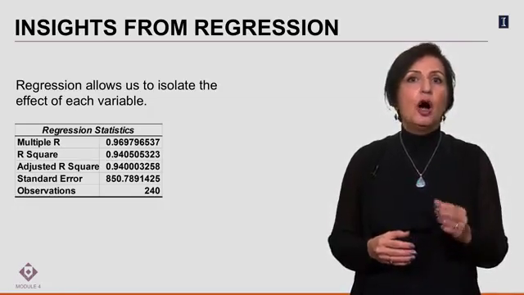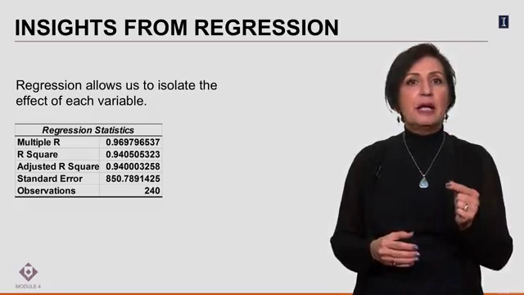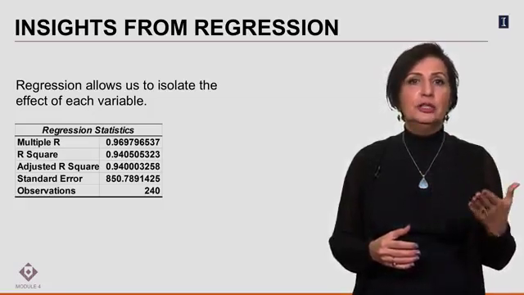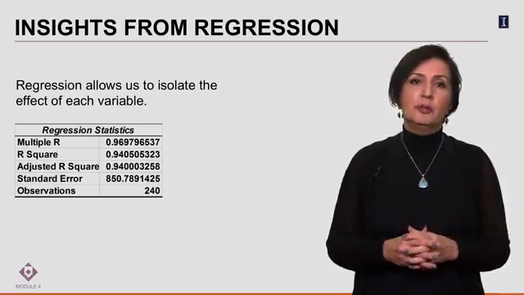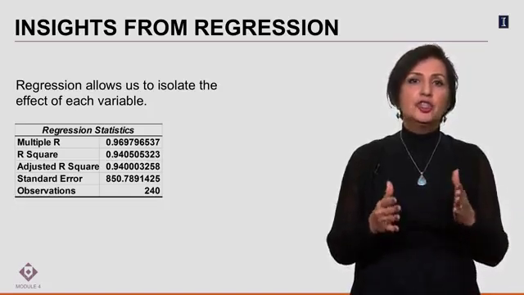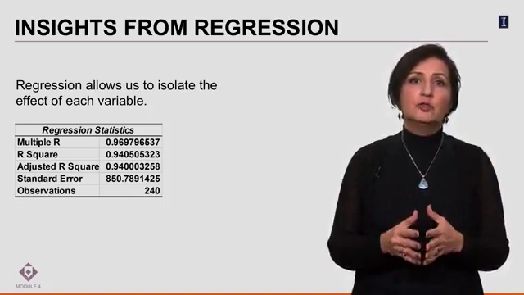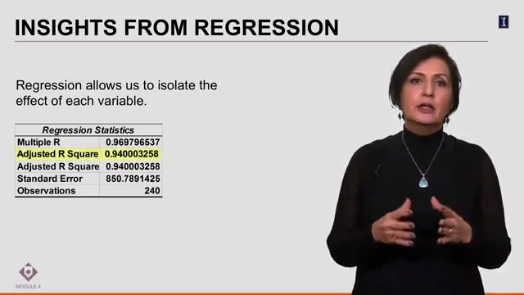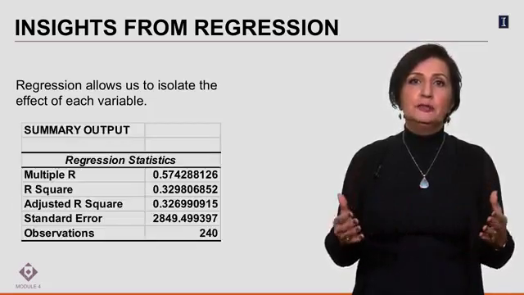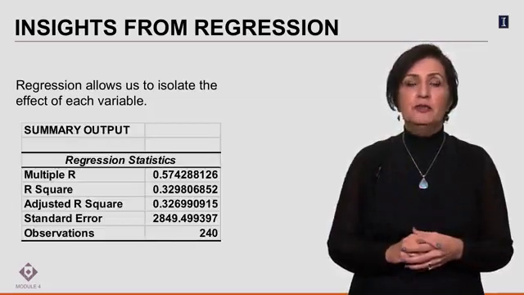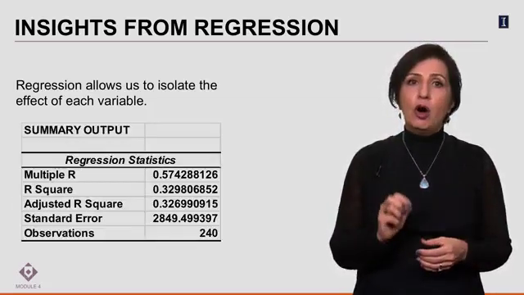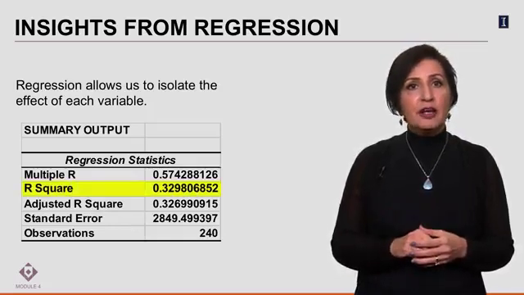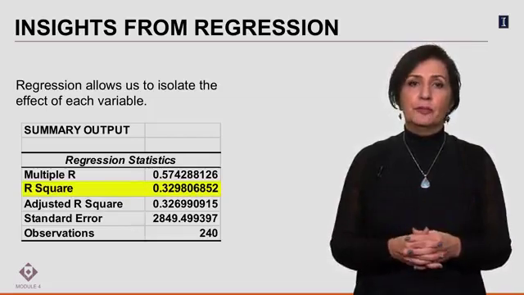If we want to know how much of the difference is explained by just gender, then we can run a simple linear regression with just the gender dummy variable. And I did just that. I ran the analysis with only gender, so I get this summary output. This was run as a simple linear regression with just one independent variable. So looking at R-square, I see that about 33% of the salary variations are due to gender.